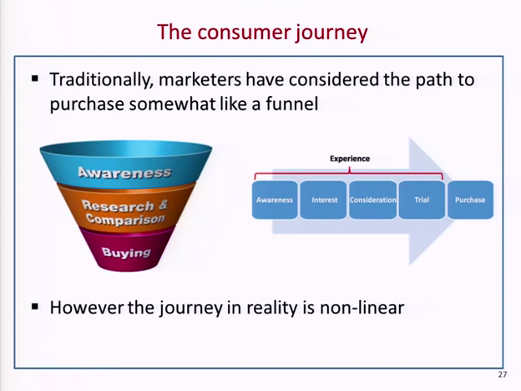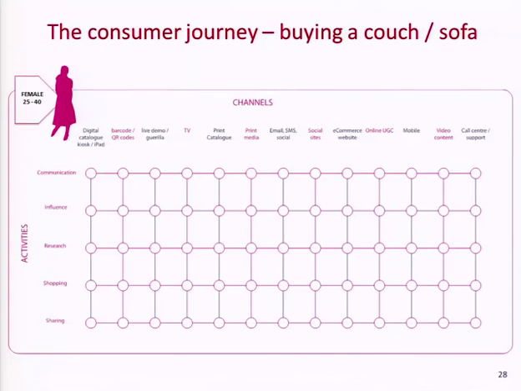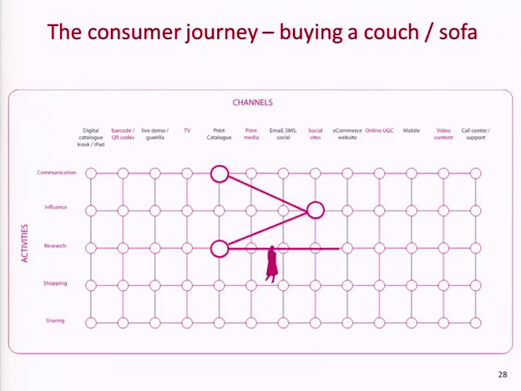So it's a nice linear process. We start off up there, people go through all these various stages, and they end up down here and buy a product. Well, in fact, the reality is that it's not like that in practice. This is what it looks like in practice. This is women buying a sofa.